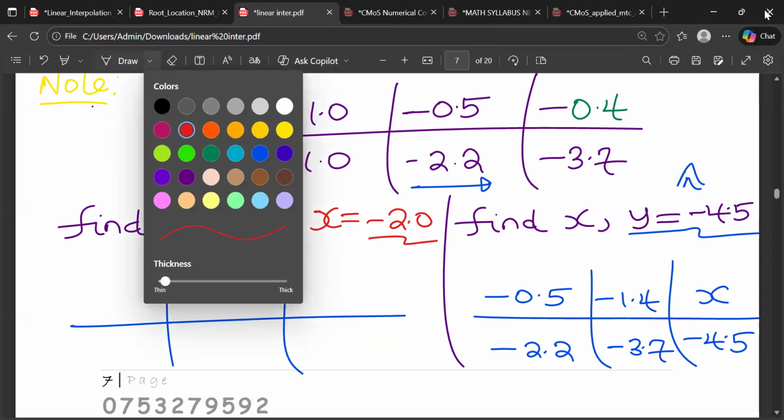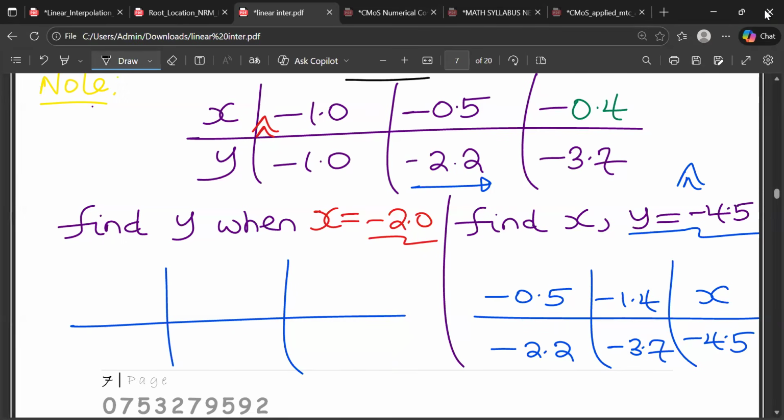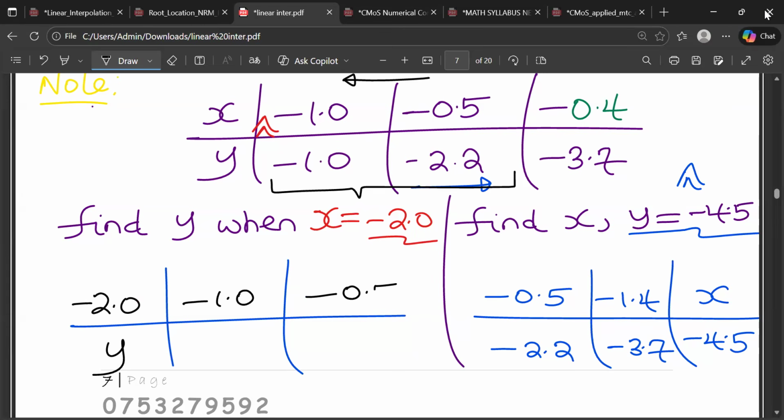So when they tell you that x is negative, you will find it this side. So I'll have my negative 2 here, 0.0. But what I'm looking for is a y. Then I'll bring these 2 columns, these ones, those two. So I'll have negative 1.0, negative 0.5, then now I have negative 2.2, then I will have negative 1.0 as it is. Those two tables. So this is my table for part A, then this is my table for part B.